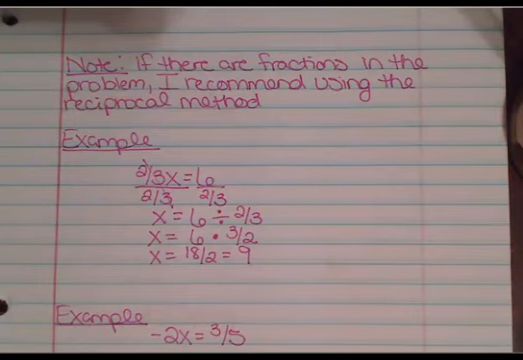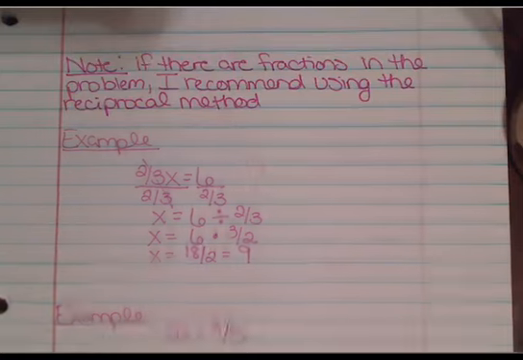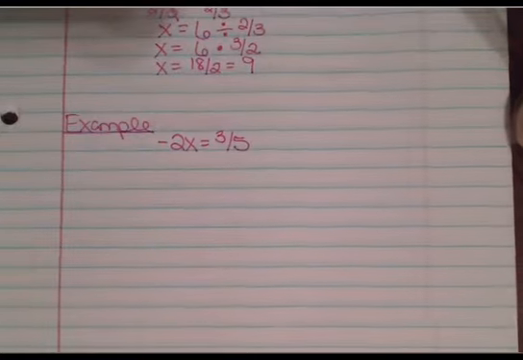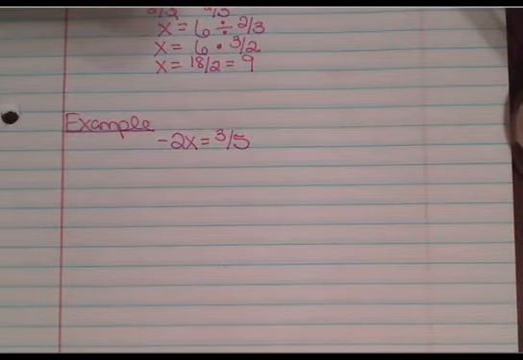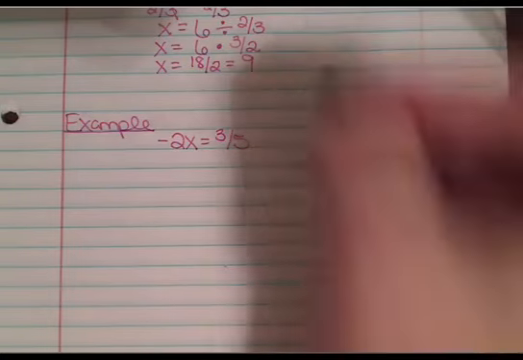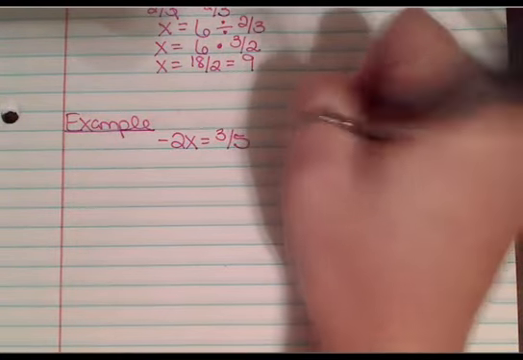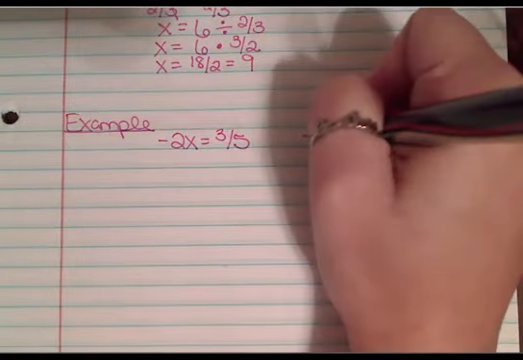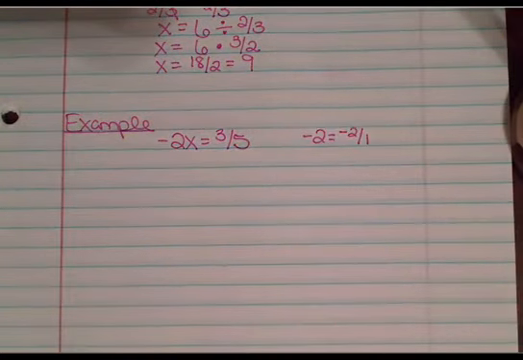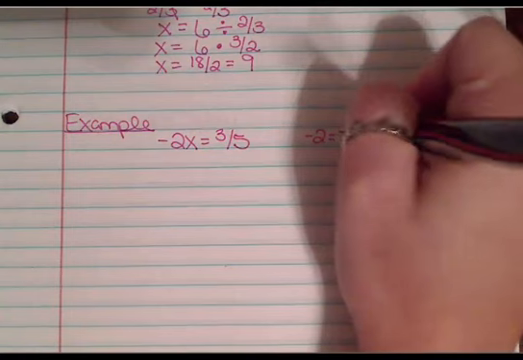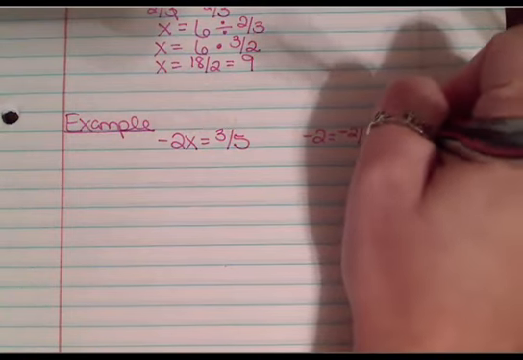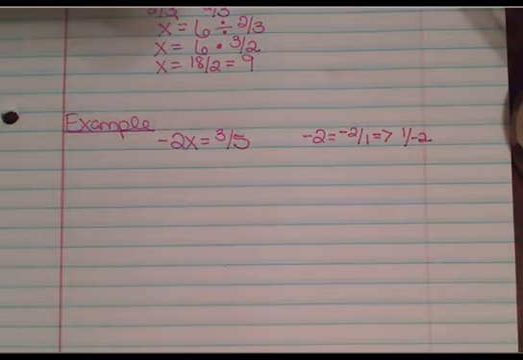Let's do another example. We have negative 2x equals 3 over 5. There is a fraction in this one, so I'm going to use the reciprocal method instead of the opposites method. To the side, I'm going to figure out the reciprocal of negative 2. Negative 2 is the same thing as negative 2 over 1, and when I write it as a fraction, I can just flip it and get 1 over negative 2. So that's my reciprocal. So I need to take both sides and multiply them by negative 1/2.